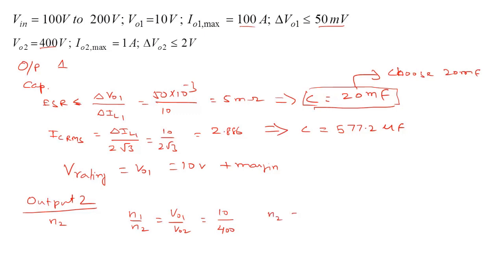Makes N2 to be... N1 was 0.1 times 400 over 10. Okay, so that's 40 times 0.1 is 4. The turns ratio is 4. So it's a step up winding with a step up ratio of 4.